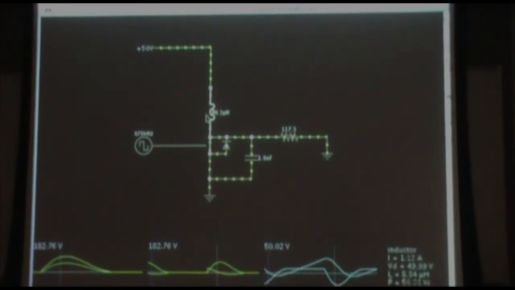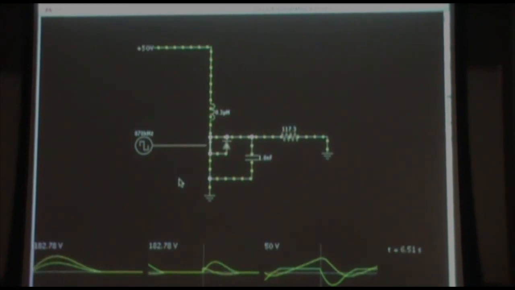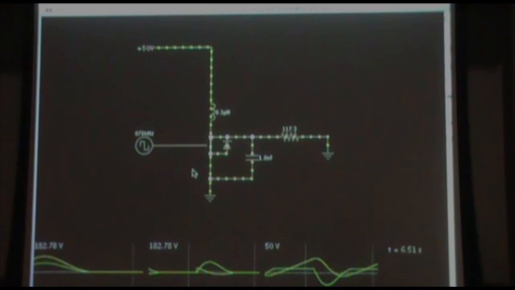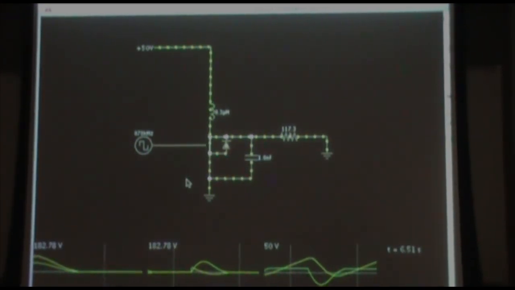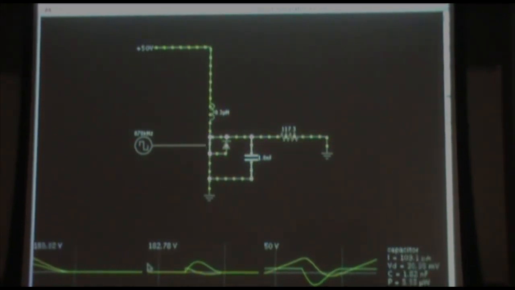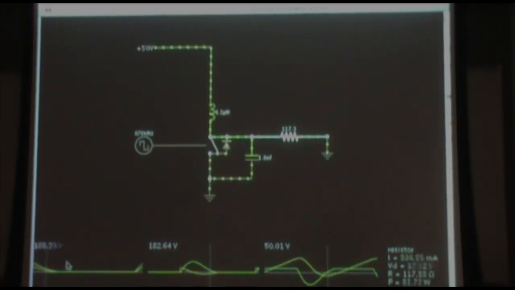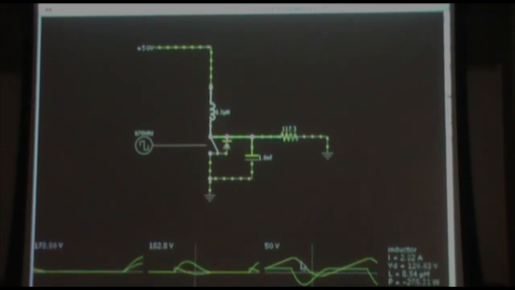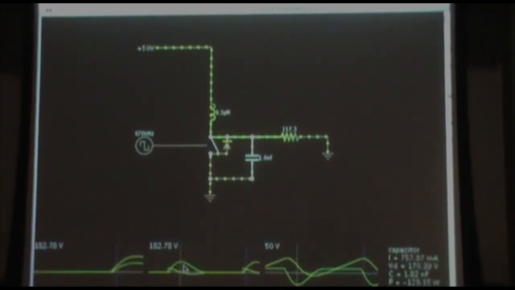Still, only a pretend MOSFET. Yes, it is a pretend MOSFET. I could have also used a bipolar transistor here, but this is a very simple MOSFET. So what you see here is the voltage across the load. It's also the voltage across the transistor, technically, which is also this.